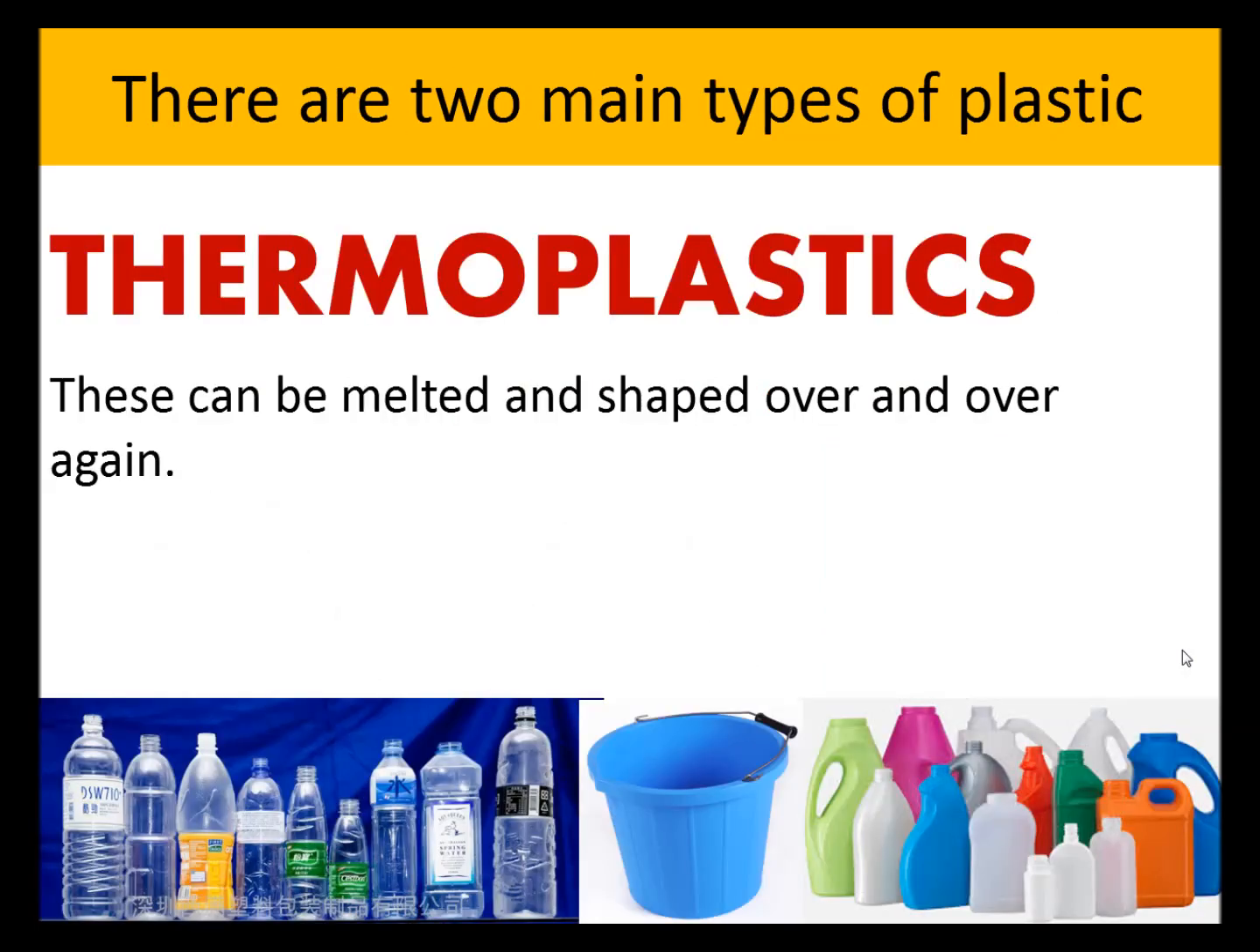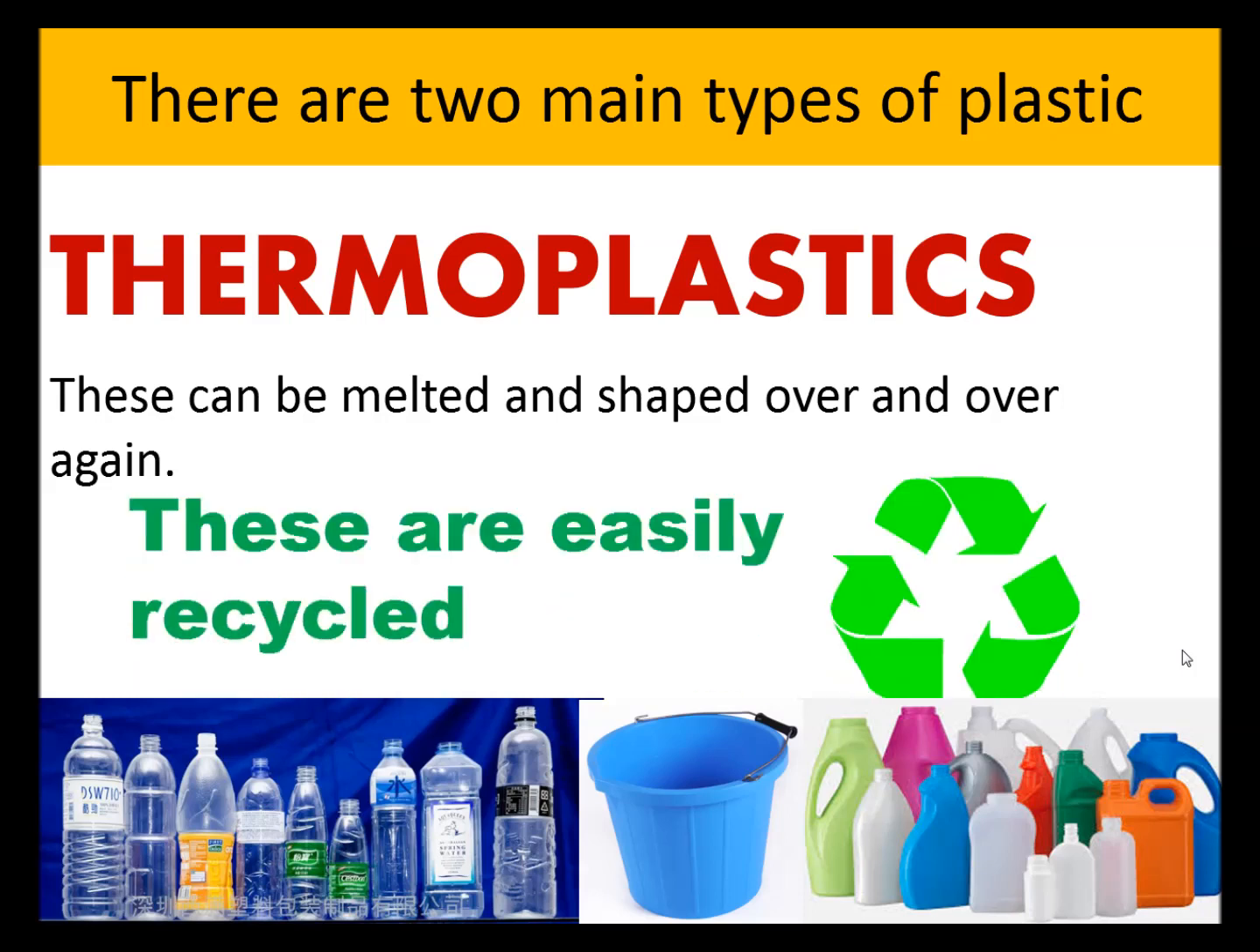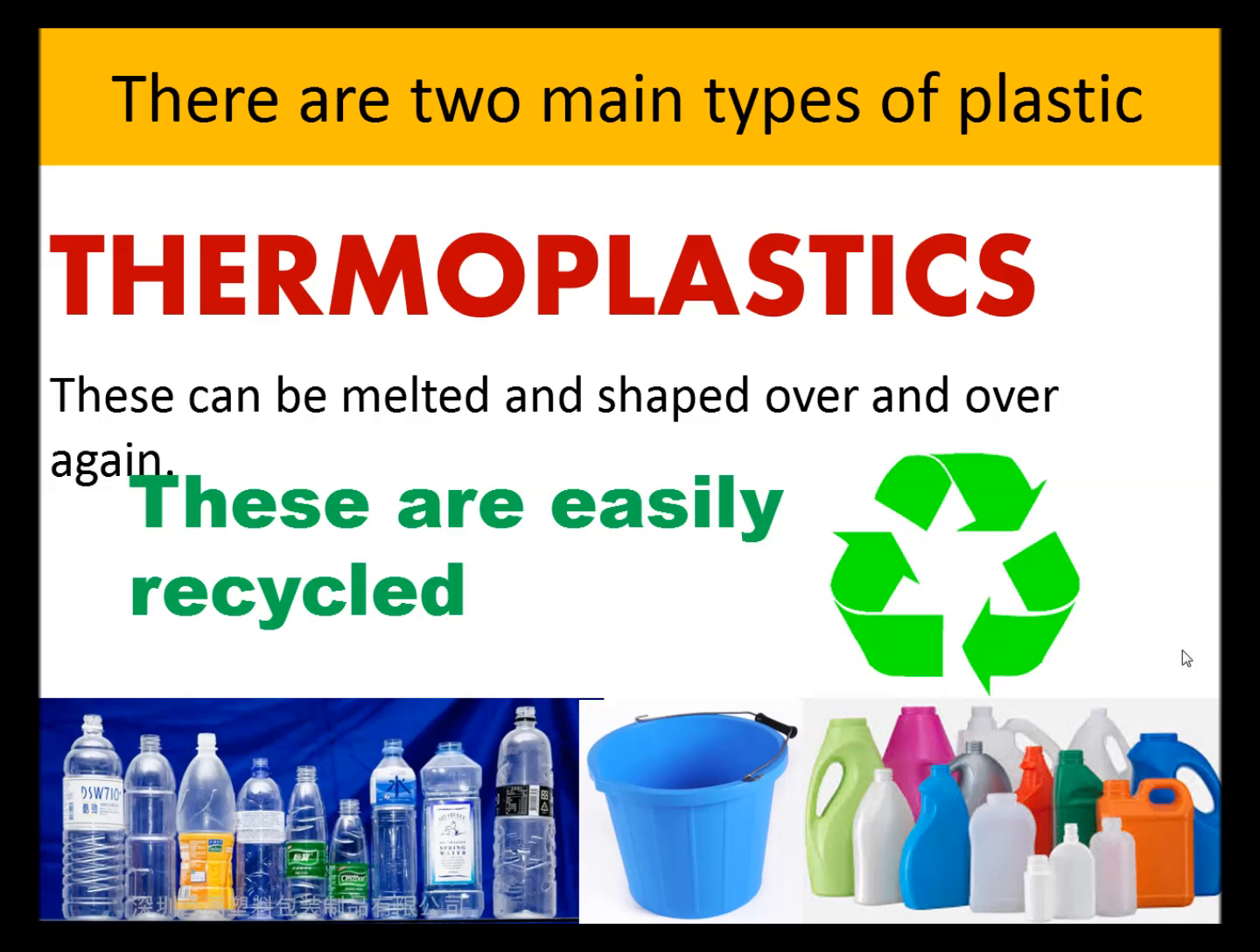Types of plastic. There are two main types of plastics that you need to know about. Thermoplastics. These types of plastics can be melted and shaped over and over again. And these are all thermoplastics. Thermoplastics are easily recycled because they can be melted and shaped over and over again.